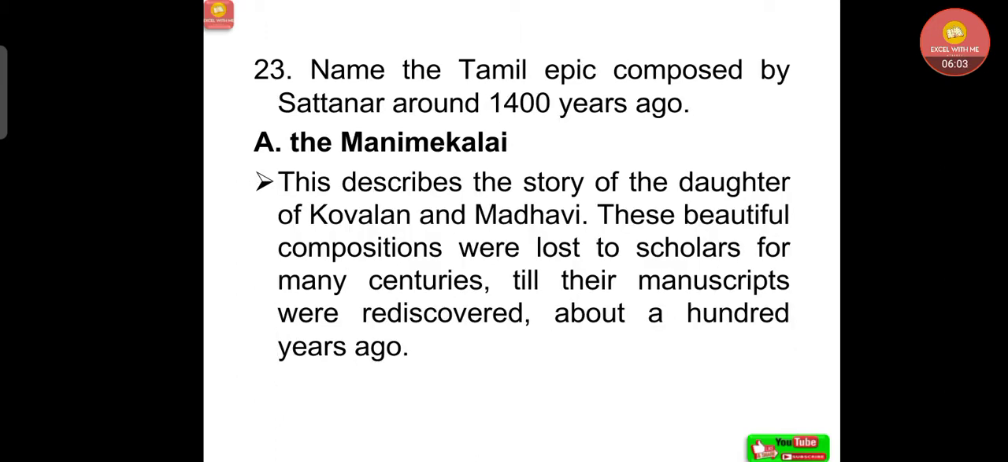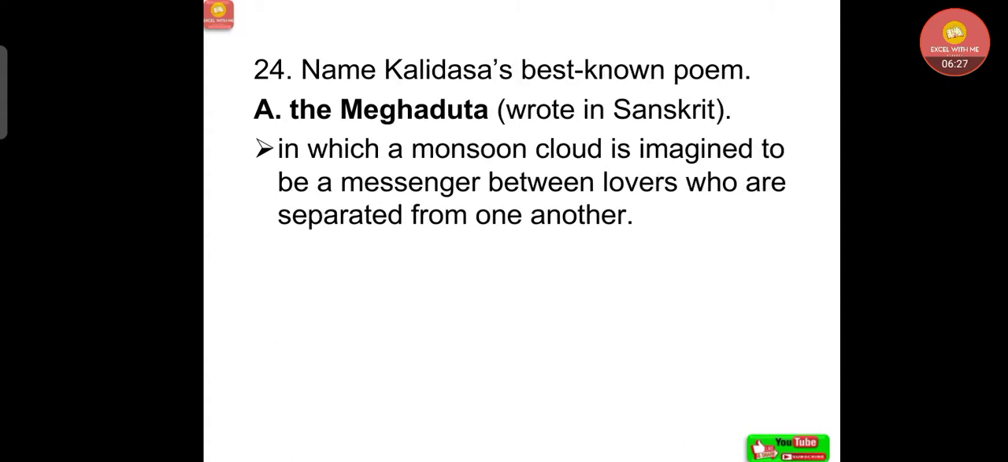Name the Tamil epic composed by Sattanar around 1400 years ago. That was the Manimekhalai. This describes the story of the daughter of Kovalan and Madhavi. These beautiful compositions were lost to scholars for many centuries till their manuscripts were rediscovered about 100 years ago. Name Kalidasa's best known poem. That is the Meghaduta, written in Sanskrit, in which a monsoon cloud is imagined to be a messenger between lovers who are separated from one another.